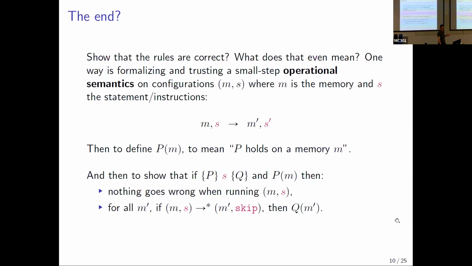And then your triple P S Q is in fact, it means the following. It means that if you have a memory that satisfies P and nothing goes wrong when running M, S, and for all of the results, when you run M, S and you reach skip, then you have Q of M prime. So you're assuming that you terminate, and you prove that all of the memory on which you terminate satisfy the postcondition.